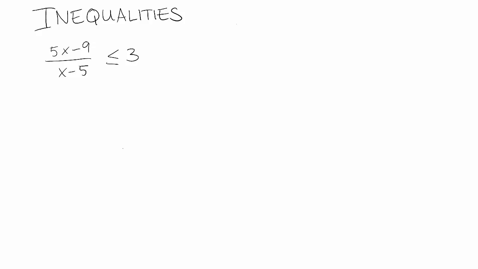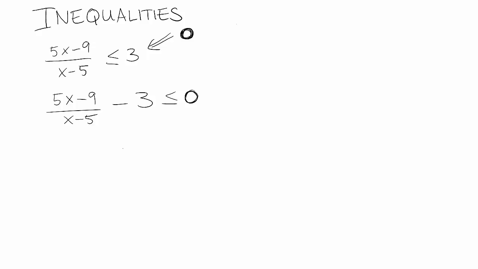You could try to put this into a graphing calculator and see that it's quite wavy. But one thing that we still need is we still need to have 0 here. So for the previous question as well, for the polynomials, you always want to have 0 on one side. Same goes with rational inequalities. So let's move that over. So we have (5x - 9)/(x - 5) - 3 ≤ 0.